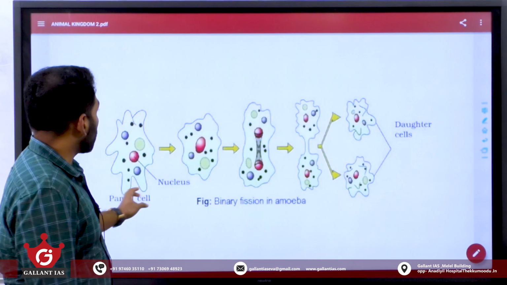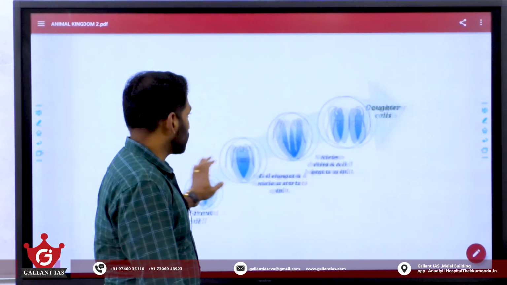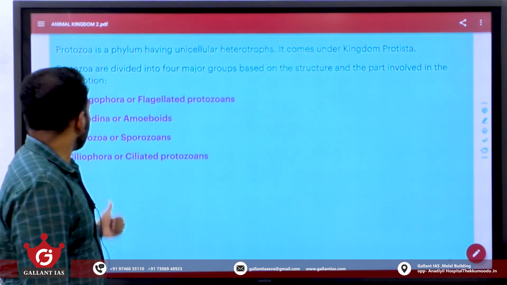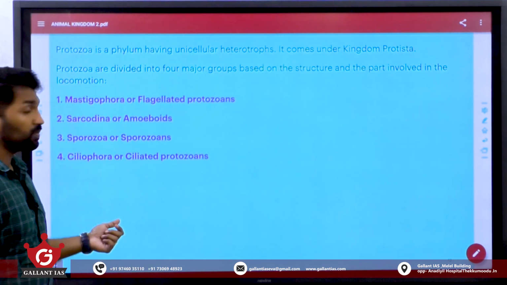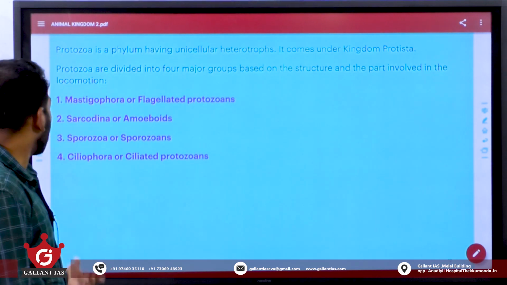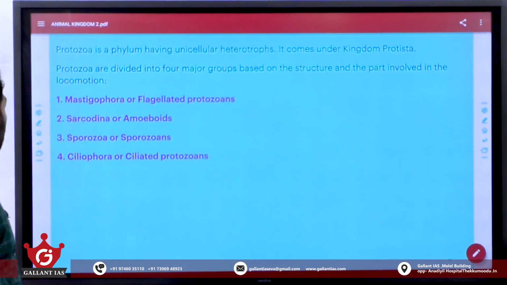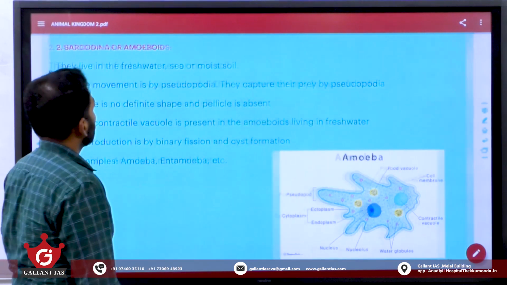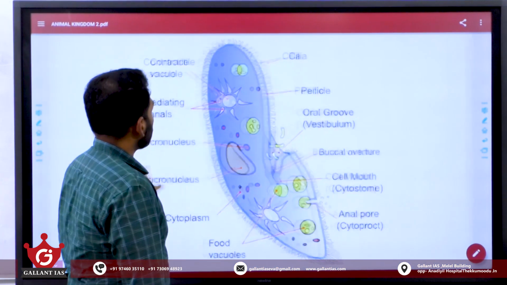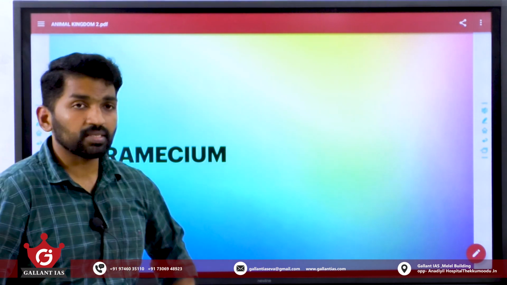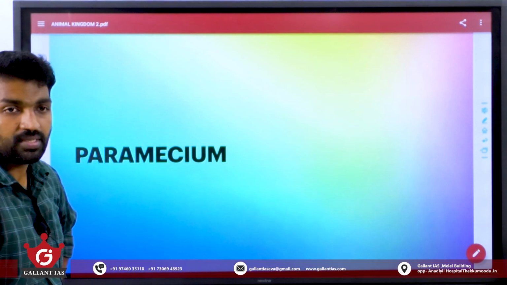Then we will have a look at what fission exactly is, what types of fission we follow, and then we will have a look at the 4 classes of protozoans based on the locomotional organ in the protozoans as such. We will also look in detail at the classification, and about Paramecium and diseases such as malaria, leishmaniasis, etc.